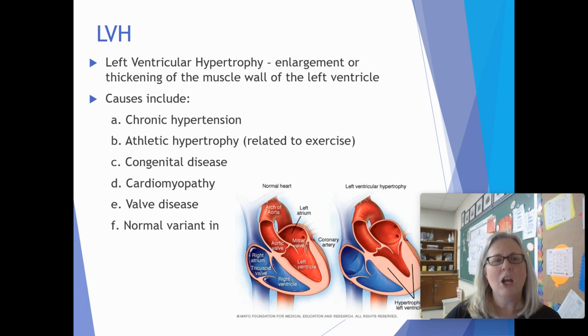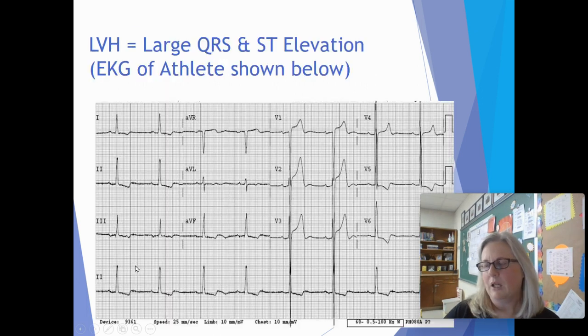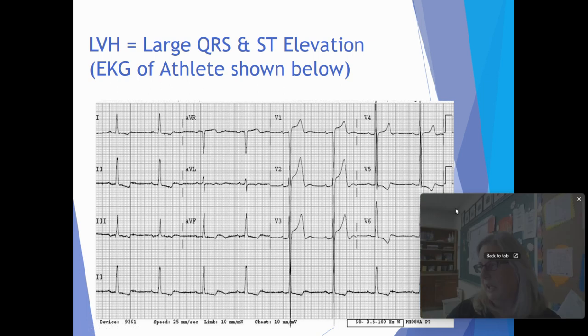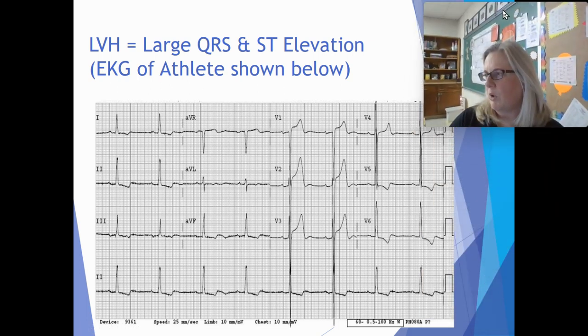Yeah. So how does that present on the EKG? It makes the QRS look very large. Okay, let's take a look at that. So here is an EKG of an athlete. And take a look at these QRSs. They are humongous. They're so big they run into each other on the paper. You see that? They're running into each other.